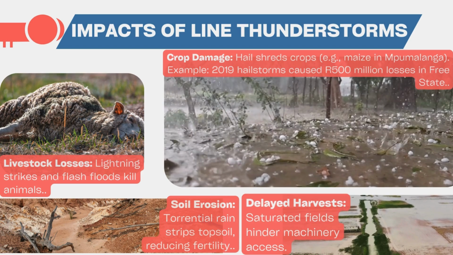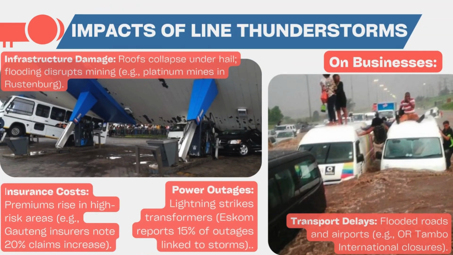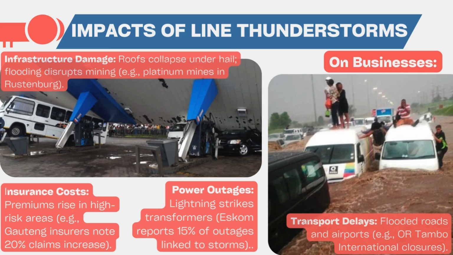Now, on to business nightmares. Hail cracks roofs, floods turn mines into swimming pools. Rustenburg's platinum miners, meet your new snorkel. Power outages. Eskom's transformers get zapped more than a TikTok trend. Load shedding, more like storm shedding. Transport chaos. OR Tambo flights delayed. Blame storms, not the pilot's weather surprise. Roads flood, trucks stall, supply chains unravel faster than a cheap sweater.